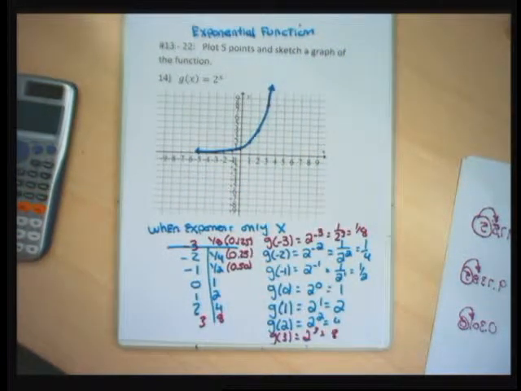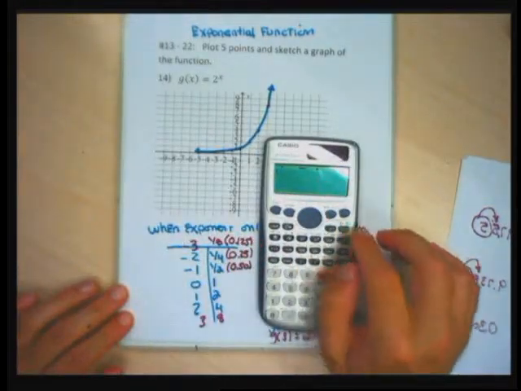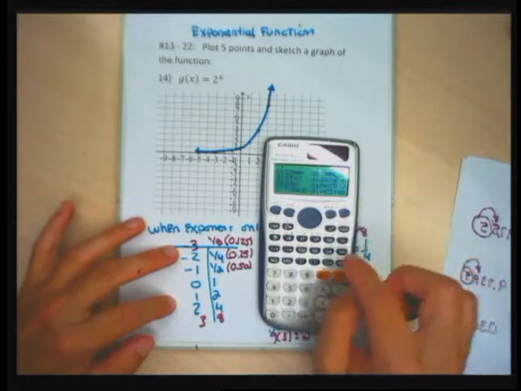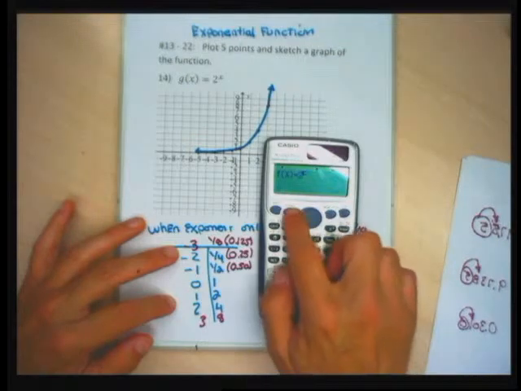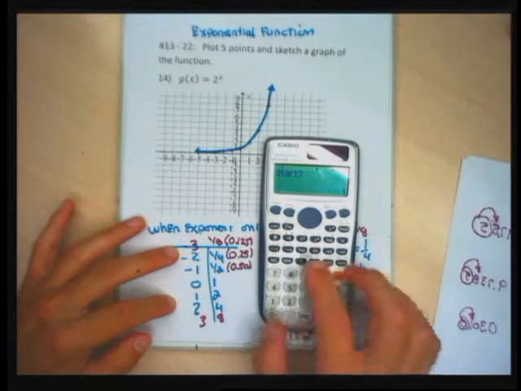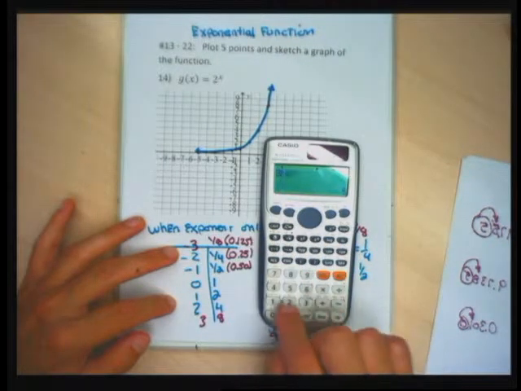Let me show you how to get the points on your calculator. We already know how to do this, but let's do it again anyway. On my calculator to get this table, I go mode, table, f of x is 2, up arrow, alpha, x. Start at -3, end at 3, step 1.